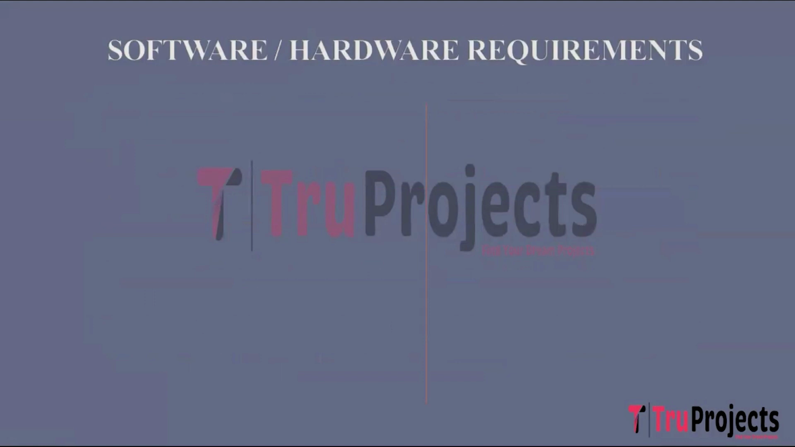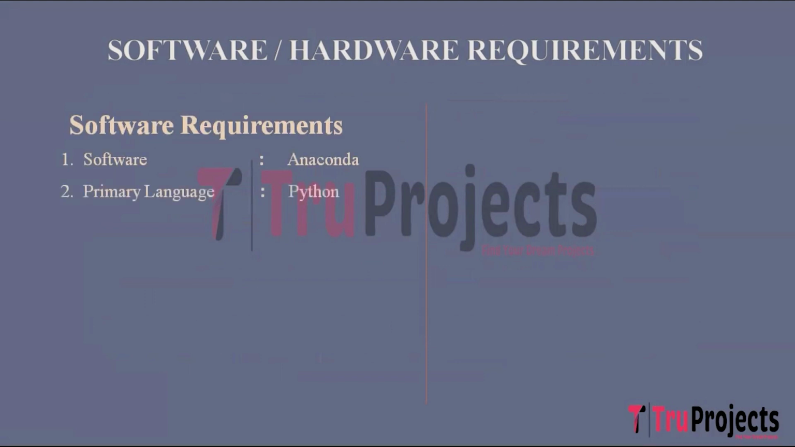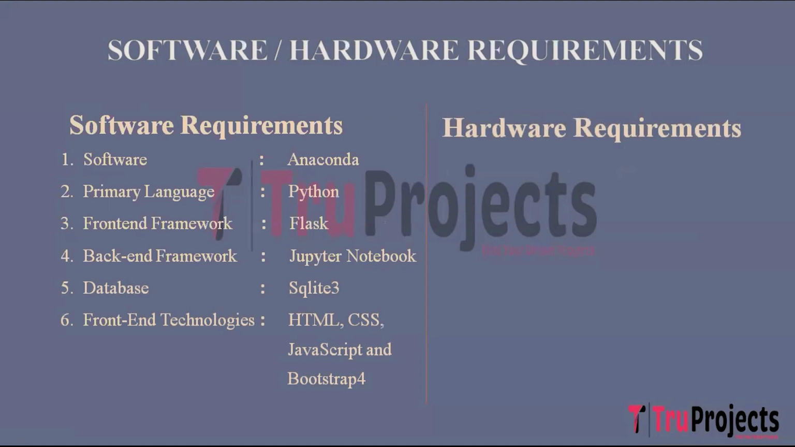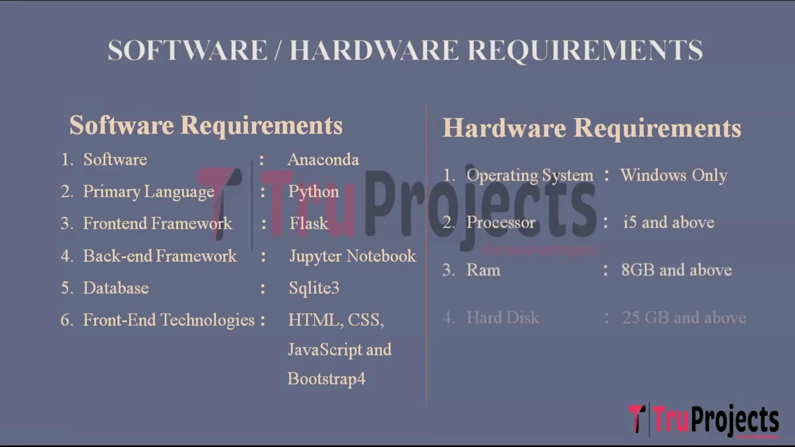Now, we'll see the software and hardware requirements. So, software requirements are: software needed is Anaconda, primary language needed is Python, front end framework required is Flask, back end framework required is Jupyter Notebook, database needed is SQLite 3, and front-end technologies required are HTML, CSS, JavaScript, and Bootstrap 4. Hardware requirements are operating system of Windows, processor of i5 and above, RAM of 8 GB and above, and hard disk of 25 GB and above.